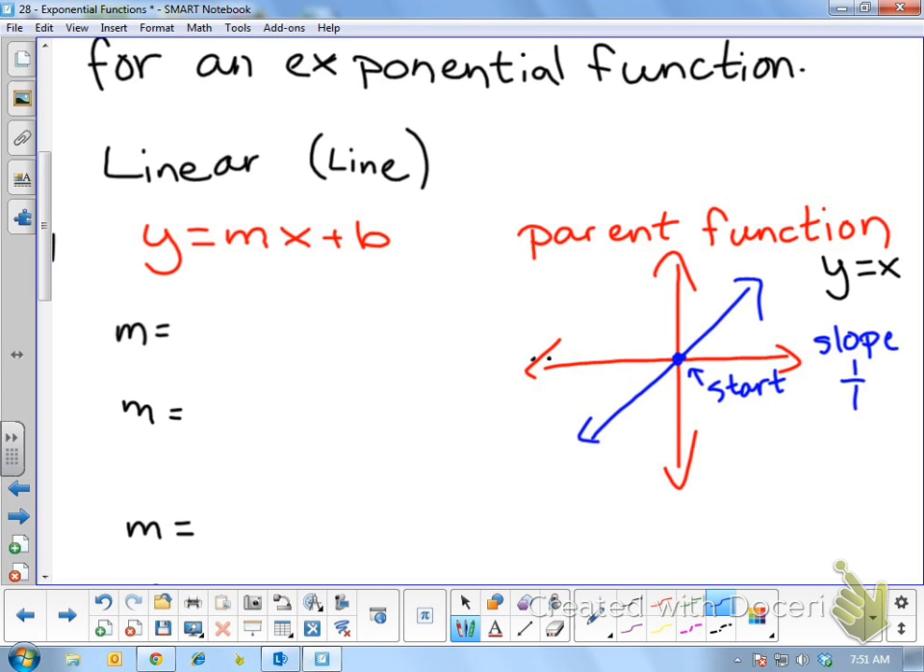So all the rest of the lines we graph are based on this parent function. This parent function, we basically just move it around or tilt it to draw any other line. Just like with our quadratics, we just move it around and stretch it or shrink it to draw another quadratic.